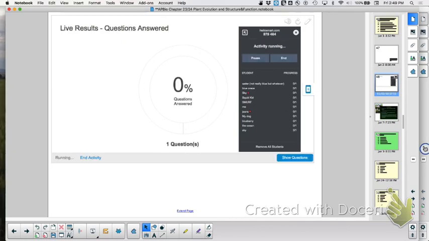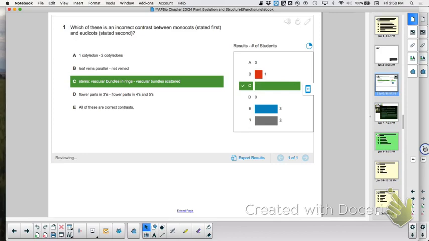Okay, so we struggled a little bit on this one. Which of these is an incorrect contrast between monocots stated first and eudicots stated second? Monocots do have one cotyledon and eudicots have two. Nobody picked that. Leaf veins parallel, is that true in monocots? Yes. Any kind of net would be in eudicots. So that's true. One of you picked that. You were right. All of you picked C.